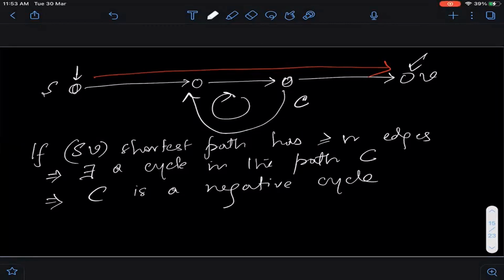So again, if you have more than E number of edges, then what does it mean? Then you are using the same edge twice, right? But why should you do that? So what is the only case when you should do that? Suppose the total number of edges in your shortest path uses more than E number of edges. But what does that mean? You are using some edge more than once. But why should you do that?